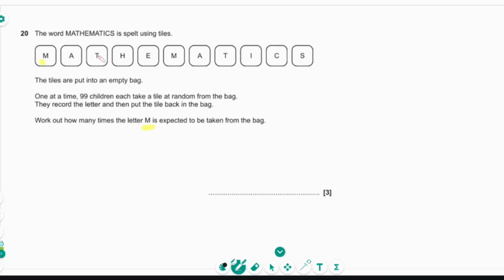M, how many M's do we have? 2 out of 11. So we're saying that out of 11 times that a tile is taken out of the bag, 2 of those occasions it'll be an M. So there's 99 children. We need to see what will happen 99 times. So if we change it to an equivalent fraction, this is 18, the answer is 18 times.